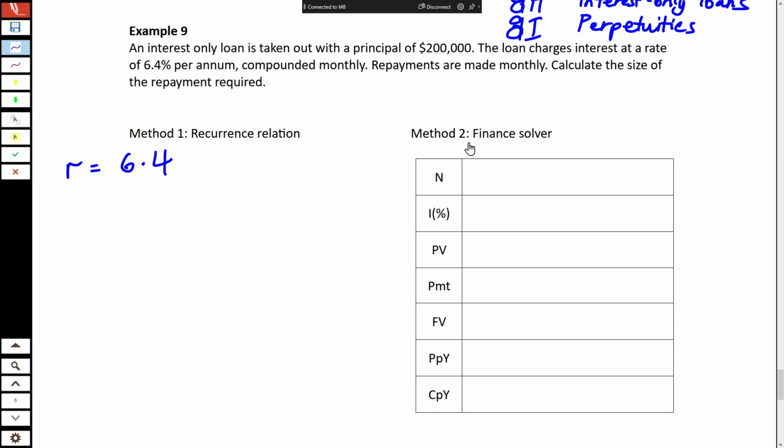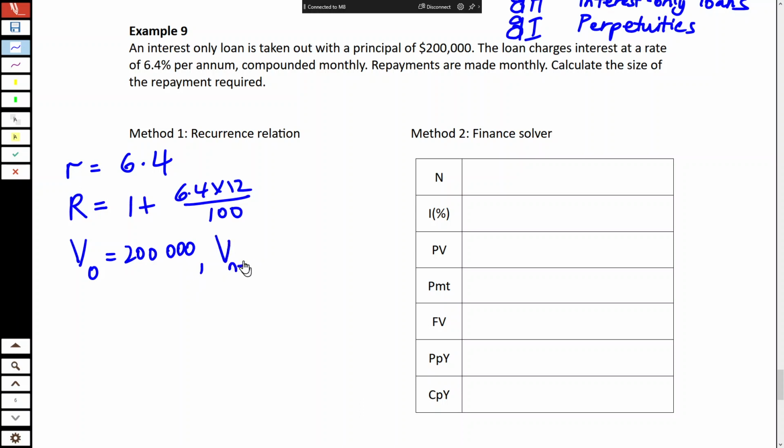Okay, so do you get down what I'm writing? Now, interest is compounded monthly. So 6.4 over 100 times 12. Okay, so when I set up my recurrence relation, I will have V naught equals 200,000. V n plus 1 equals whatever that number capital R is. So I've got 1.0053.